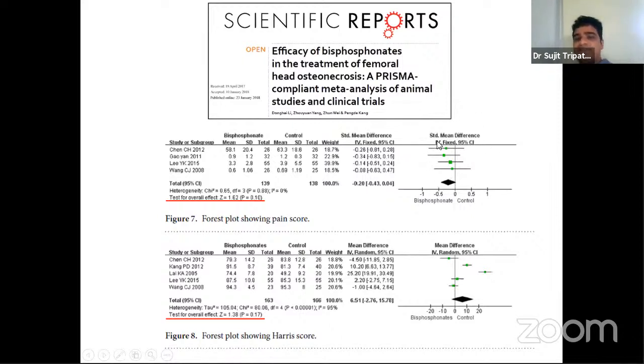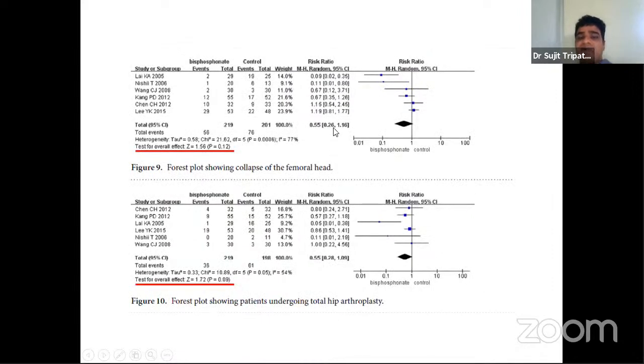So there is no difference between these 2 groups. Then coming to the Harris Hip Score, there is no difference between these 2 groups. You can see the p-value is 0.17 here. And if you take the femoral head collapse, that is the radiological progression also, there is no difference. And the last part is how many of these patients needed secondary THR. There was no difference. It was only 0.09.